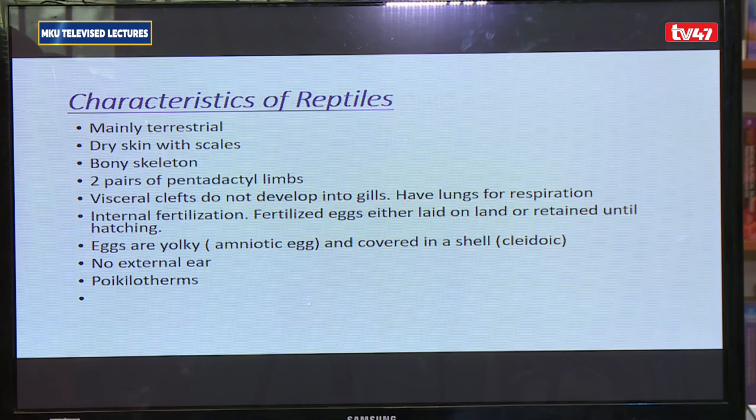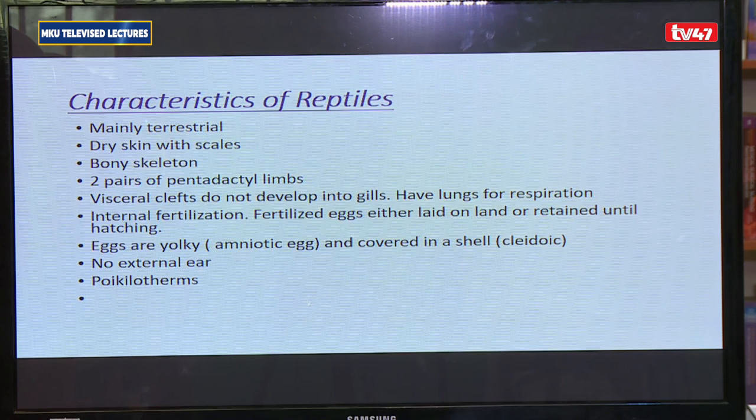Their skin tends to be covered with dry scales. They have a bony skeleton. They have two pairs of pentadactyl limbs. They tend to have internal fertilization. Then they lay the fertilized eggs. Some of them will take care of their young. Some will not take care of the young.